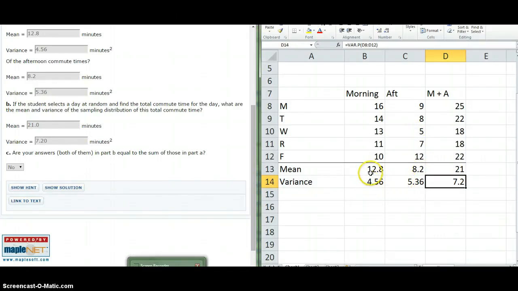So the important part there is that the means can be added even if they're not independent, whereas the variances can be added only if they're independent, which they are not in this case. And so we have a no for part C.